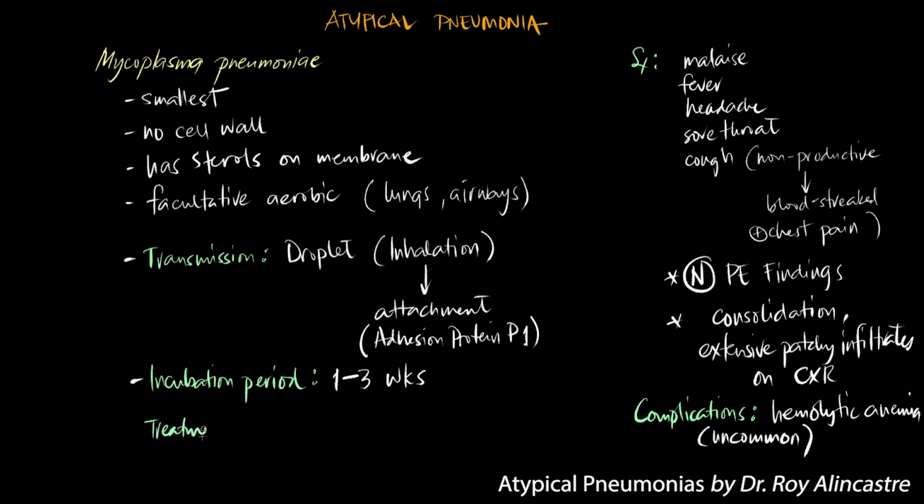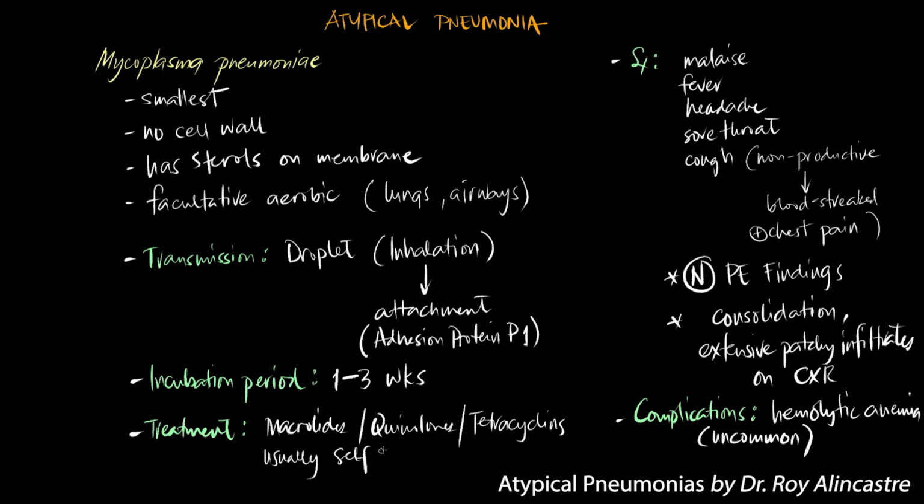Remember, mycoplasma do not have cell walls. So, antibiotics that act on the cell wall, like penicillins and cephalosporins, won't work. Okay? So, macrolides, quinolones, and tetracyclines are used instead. But actually, many times, the illness is mild and it is self limiting even without the antibiotics.